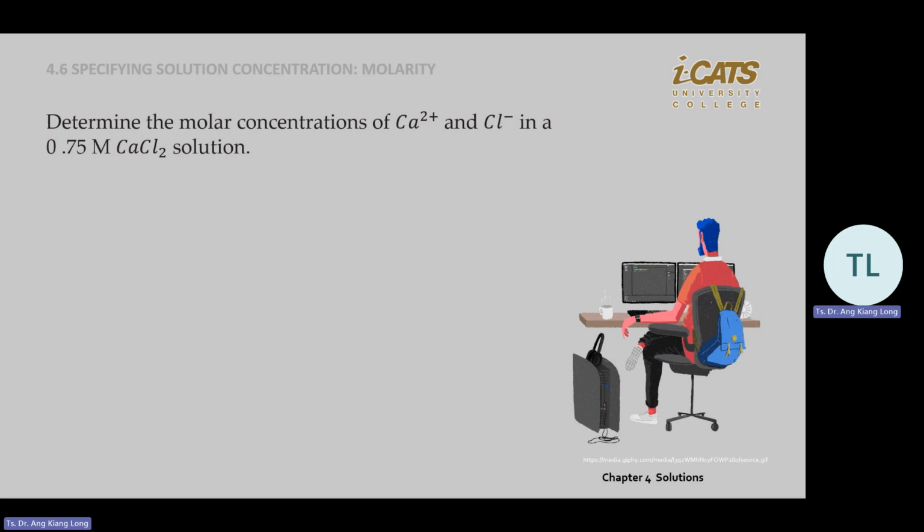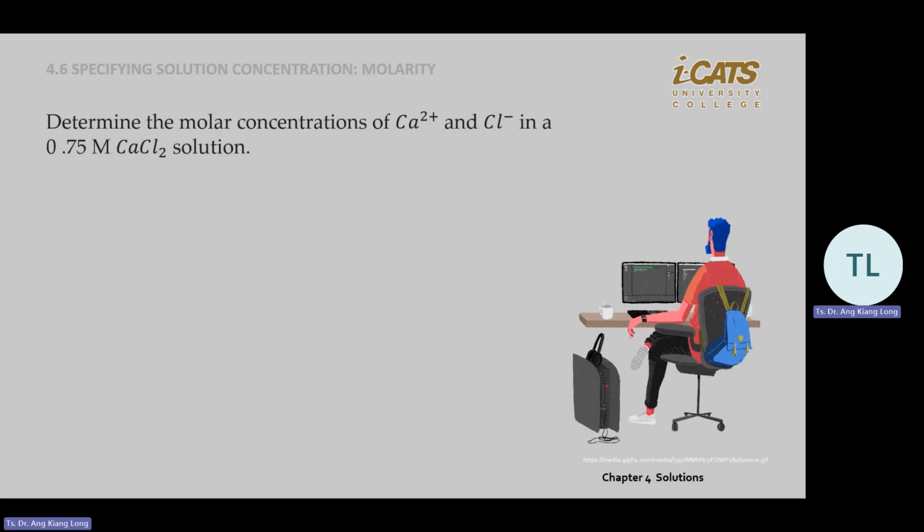Okay, so if you're able to understand Ca2+, a positively charged ion. Just to recall, a positive ion in chapter 1 or chapter 2, we call it a cation. A negative charge, we call it an anion.